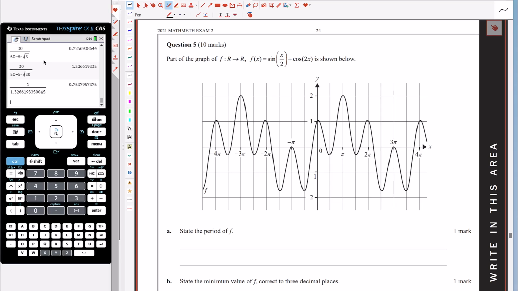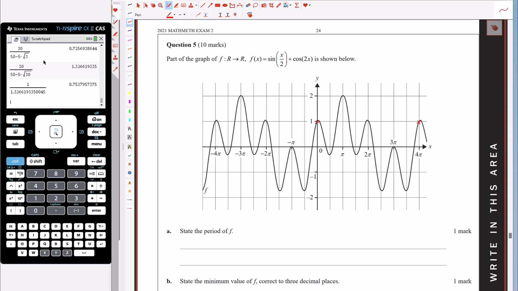Part of the graph of f, which is a sum of a sine and a cos function, is shown below. State the period of f. Okay, so we can probably attempt to see the period from the graph. If we think about it, it starts here and it gets back to that point, there's a full period there, looks like it's 4 pi.